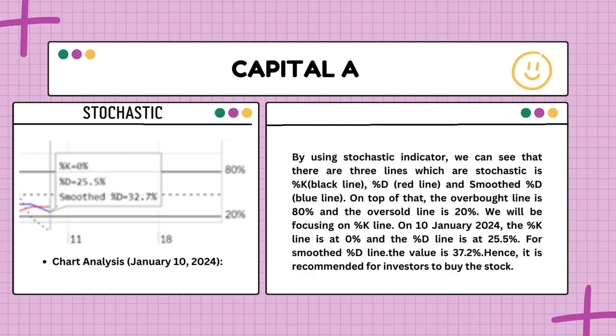Lastly, the stochastic indicator. On top of that, the overbought line is 80% and the oversold line is 20%. We will be focusing on the percentage K line. On 10 January 2024, the percentage K line is at 0% and the percentage D line is at 25.5%. For the smooth percentage D line, the value is 37.2%. Hence, it is recommended for investors to buy the stock.